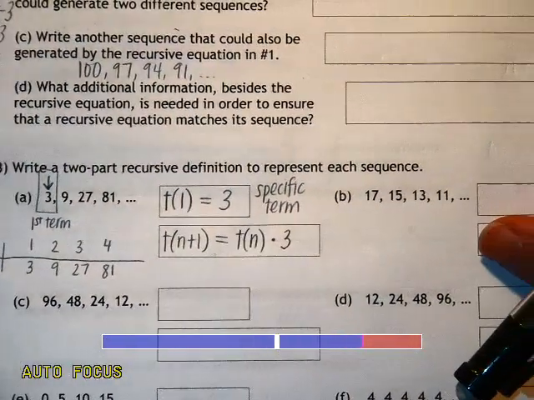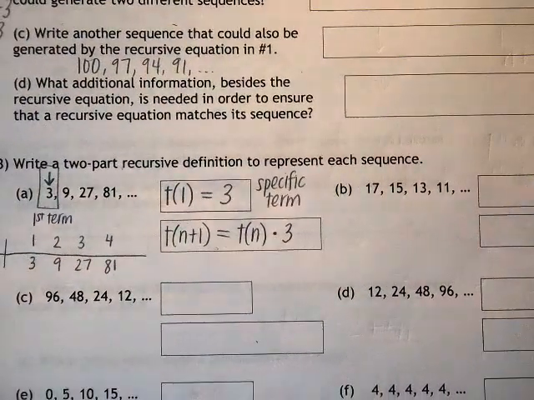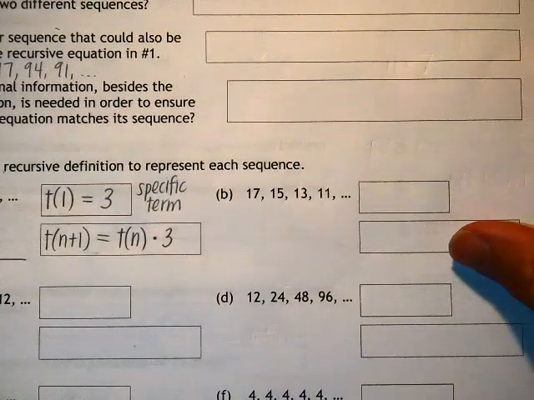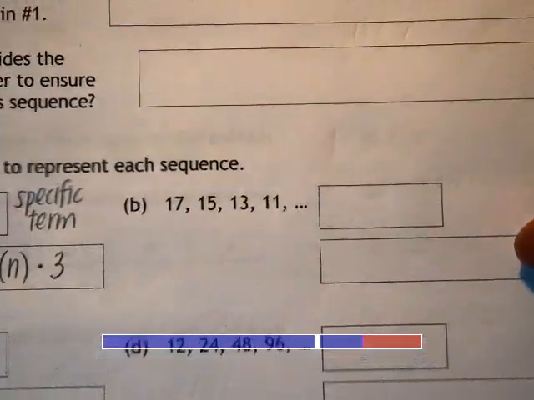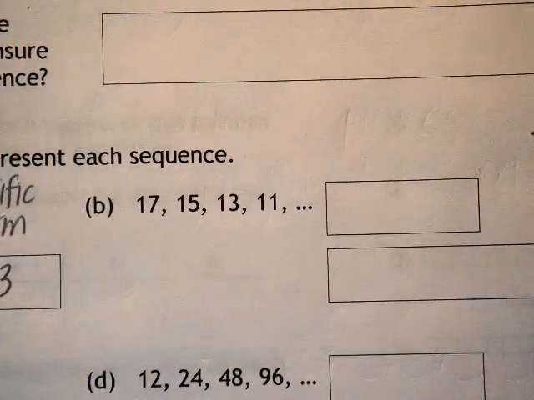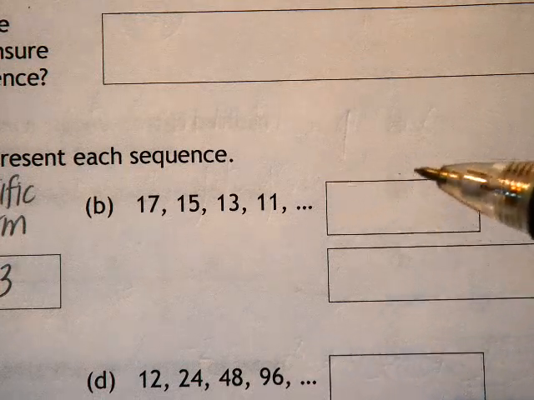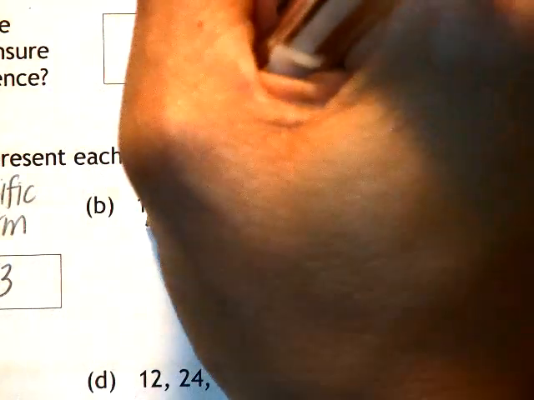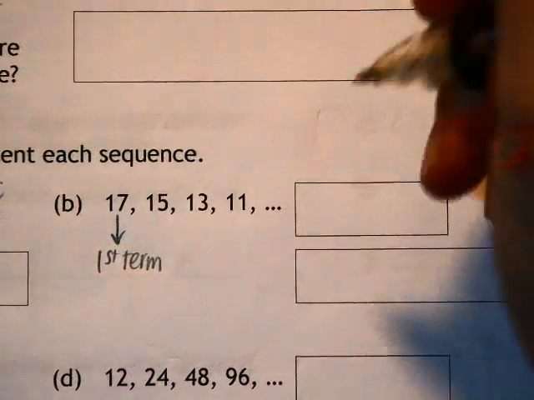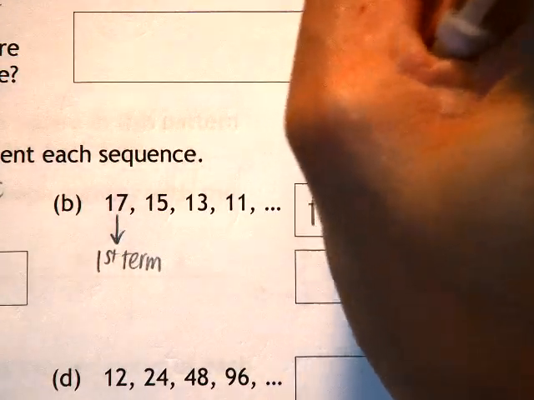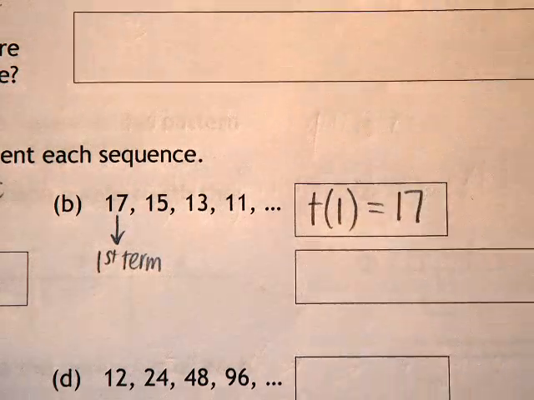So in question letter B, same idea. Let's see if we can do it the same way. Now, as you start to do these more and more, you probably kind of wean yourself off of some of the habits. And one of the things you might not have to do is write a table or anything. You might immediately say to yourself, oh, 17, that's the first term, because it's literally the first number they're giving me. So I could go straight to saying t of 1 equals 17.